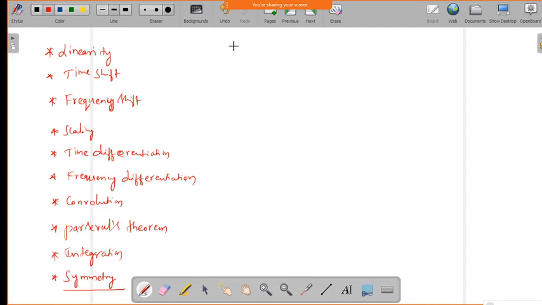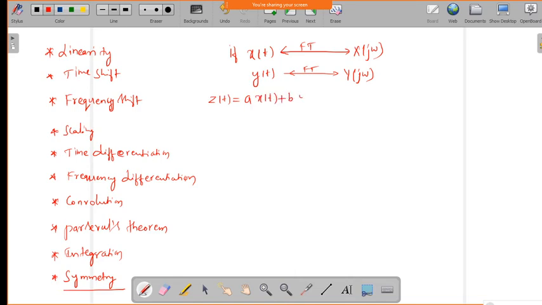Okay, so if you take the Fourier transform, so if we have x of t, the time domain signal, and its corresponding Fourier transform, which is given by x of j omega. Okay, so now if we have the signal y of t, which has the Fourier transform given by y of j omega. Okay, so now if you take one signal, that is z of t, which is the addition of these two with scaling factors a and b. Okay, so a into x of t plus b into y of t.